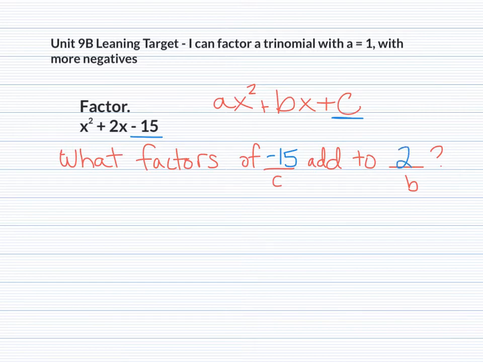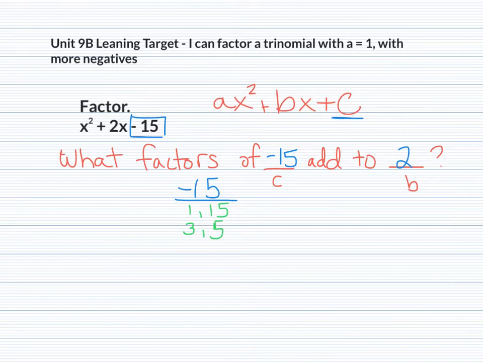This one's a little different than what we saw in class and in the last video. We have a negative, so we have to think about this as negative 15 that adds to 2. First, I'm going to just write down the factors of 15. Factor pairs: 1 and 15. 2 does not go into that, so 3 and 5. Those are my factors of 15.